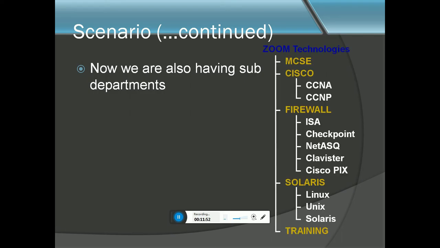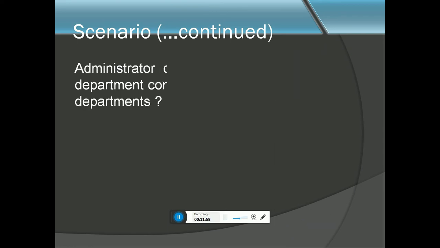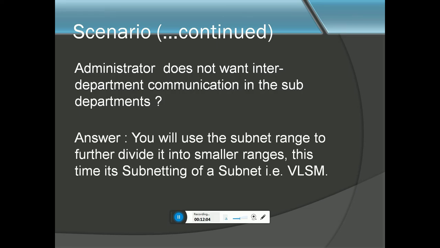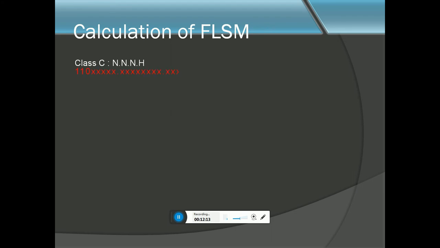Now you have sub departments. The administrator does not want entire department communication within the subnet department. Answer: you will use the subnet range for the future and divide it into smaller ranges. These are the VLSM subnet calculations.